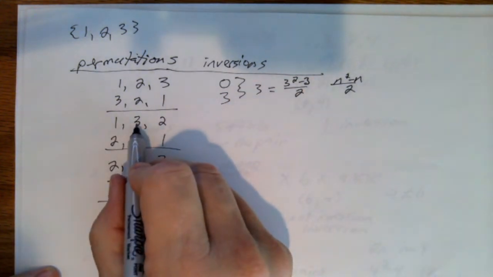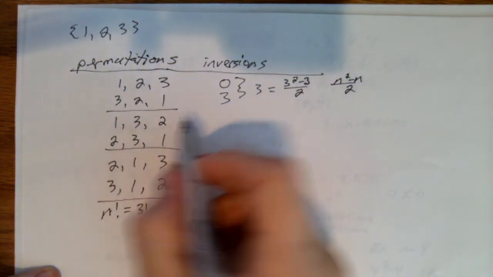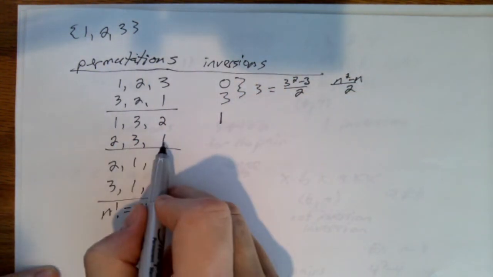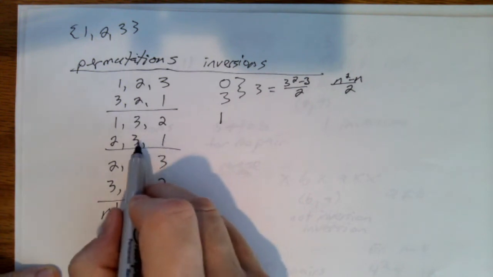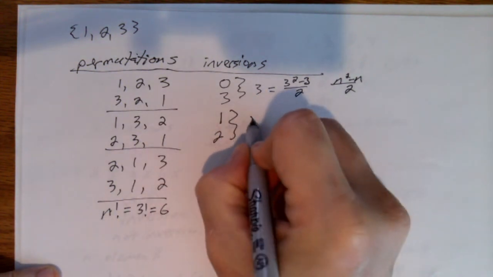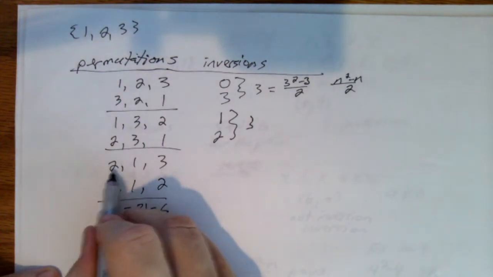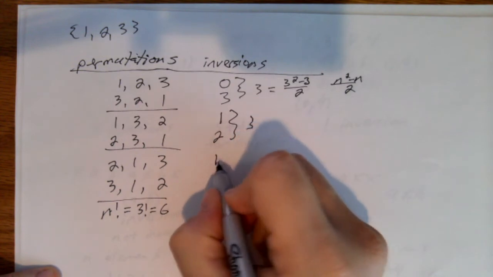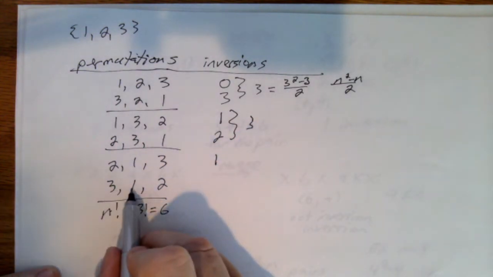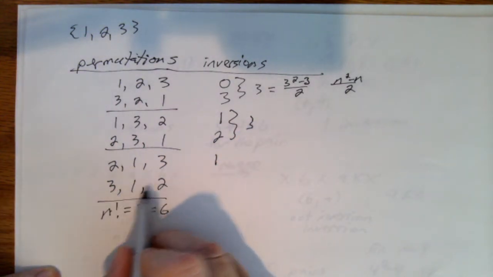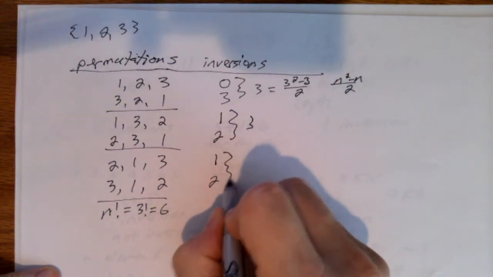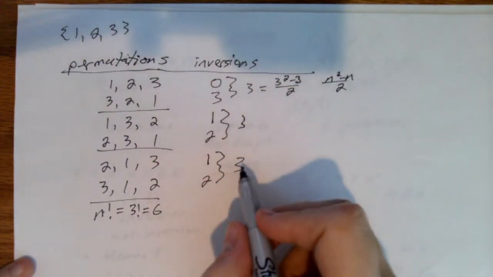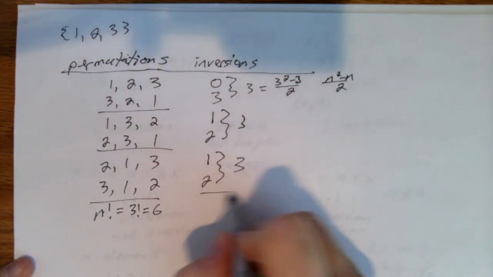So 1 and 3 is not an inversion, 1 and 2 is not an inversion, but 3 and 2 is an inversion, so there's 1 there. 2 and 3 is okay, 2 and 1 is wrong, right? That's an inversion, and 3 and 1 is wrong, so that's 2, so together we have our 3 again, just like before. 2 and 1 is an inversion, 2 and 3 is okay, 1 and 3 is okay, so there's 1 inversion, and 3 and 1 is an inversion, 3 and 2 is an inversion, and 1 and 2 is okay, so we have 2. So we have 3. So we're 3, 3, and 3. So here we have 9 inversions.